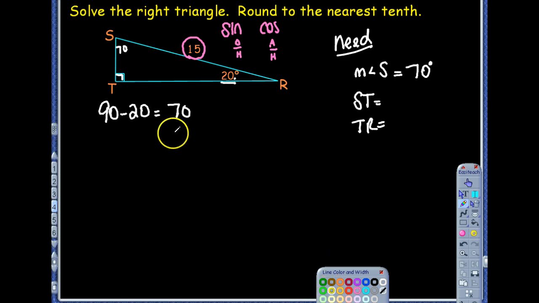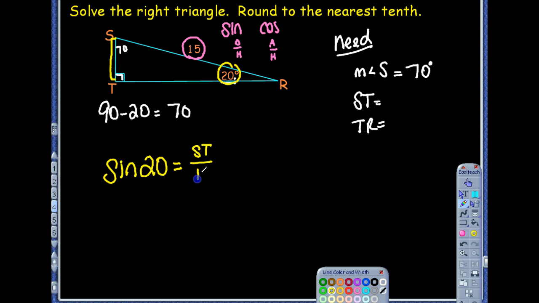All right. Now, let's take a look. You said you were going to do ST first? We're going to do ST. Okay, and let's just use angle R since it was given to us. So in relationship to that angle, ST is opposite of angle R, and we're using the hypotenuse, so that'd be sine. So it'd be sine of angle R, which is 20 degrees, equals ST over 15. Awesome. Does that look like a 15?